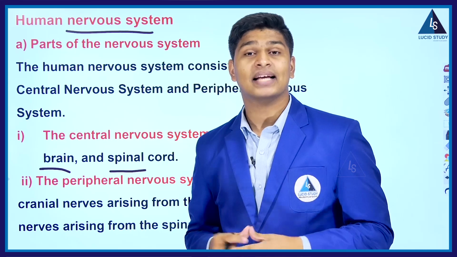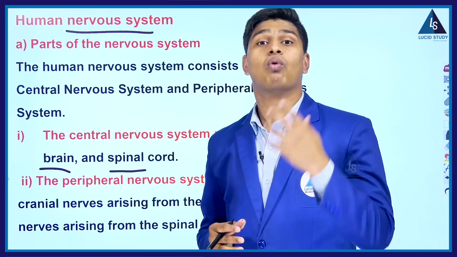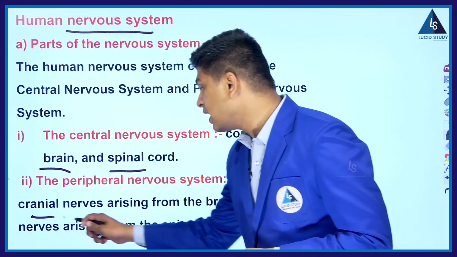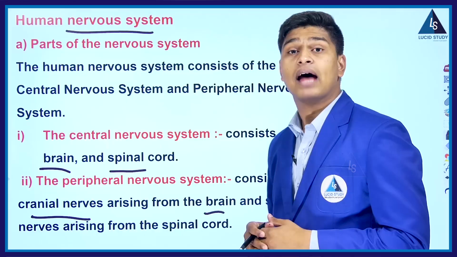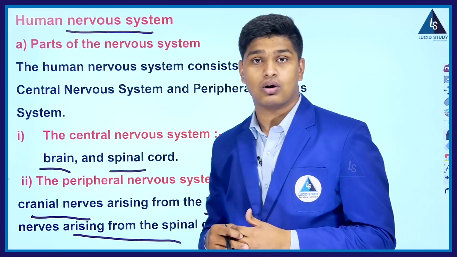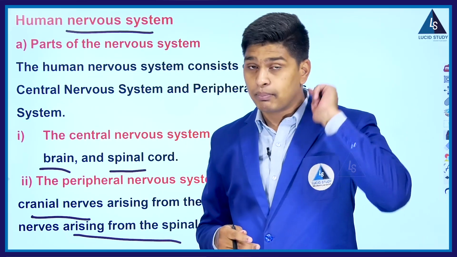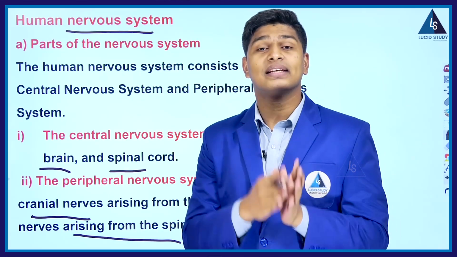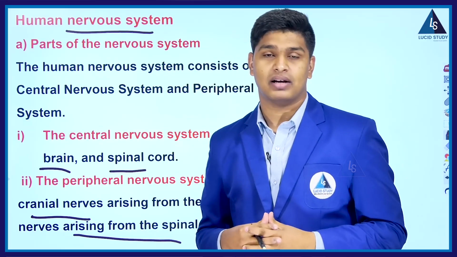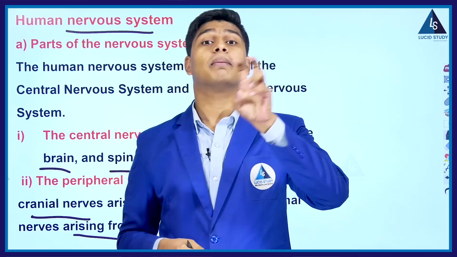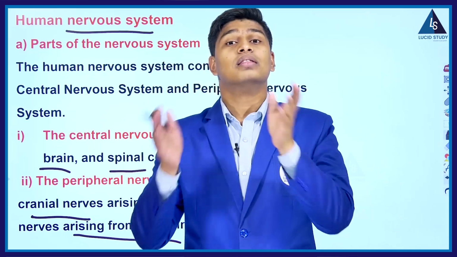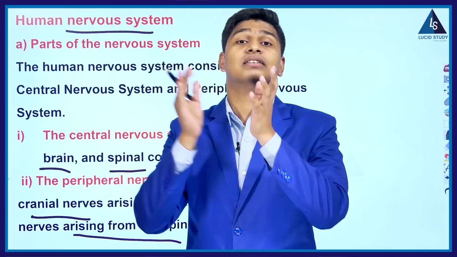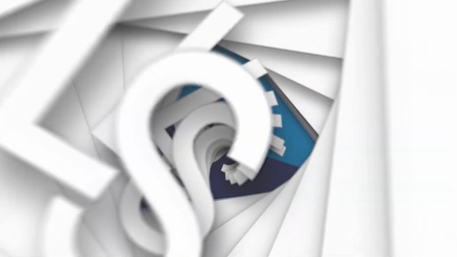And when we talk about the PNS, the peripheral nervous system, what are the parts that constitute it? The parts of the PNS are the cranial nerves which arise from the brain and the spinal nerves which arise from the spinal cord. These two are considered as a part of the peripheral nervous system. The brain and spinal cord are the part of the central nervous system, CNS. The cranial nerves coming from the brain and the spinal nerves coming from the spinal cord are considered as the PNS, or the peripheral nervous system.